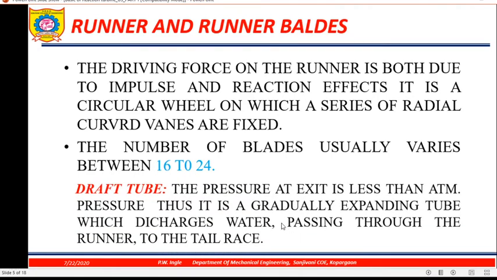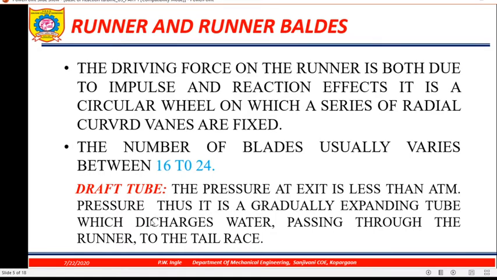Then the draft tube. Since the pressure is continuously decreasing from the penstock to the exit of the runner, the pressure at exit may be less than atmospheric. If it is less than atmospheric, the water may not discharge to the tailrace. So that's why the draft tube has two purposes. First is to convert part of the kinetic energy into pressure energy, and second is to increase the pressure.